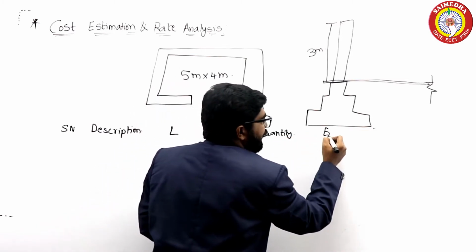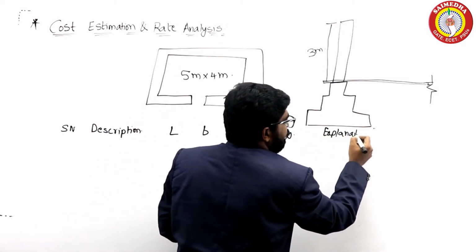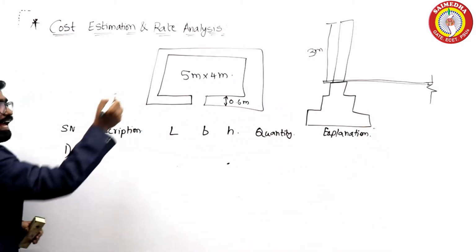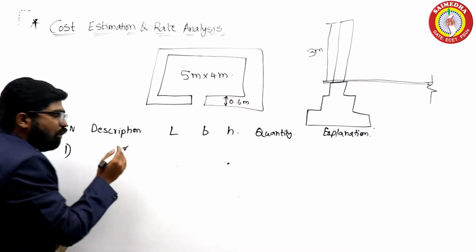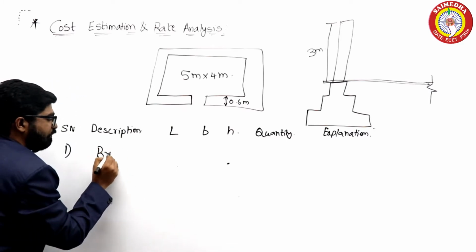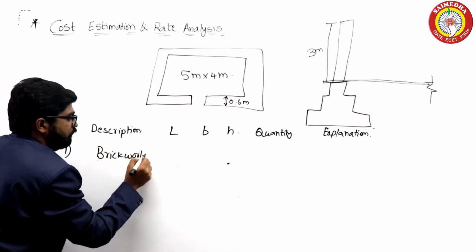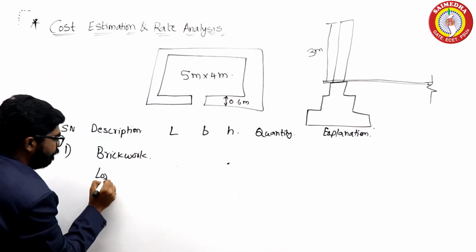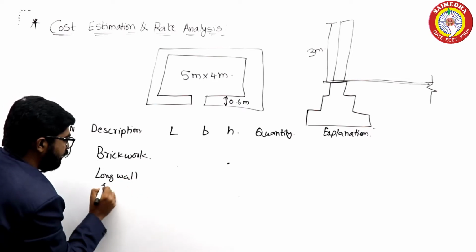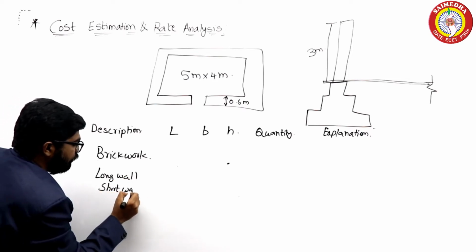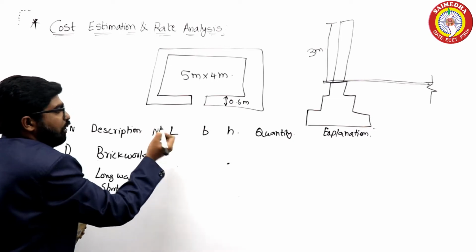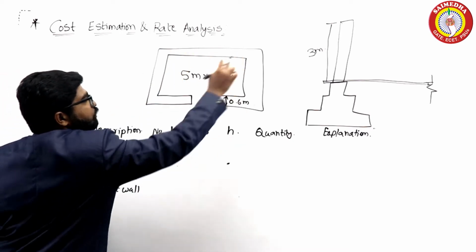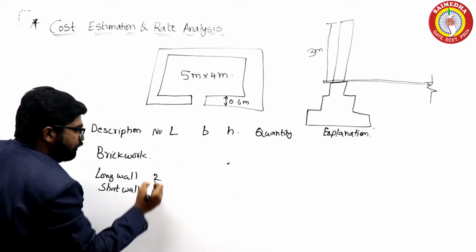And here I am writing explanation. First activity, I need to calculate the volume of brickwork. So there are two kinds of walls for me: long wall and short wall. There is one more important point here: numbers. How many long walls are present and how many short walls are present. So there are 2 long walls and 2 short walls. So numbers are 2 and 2.